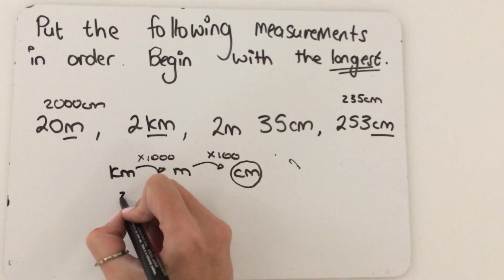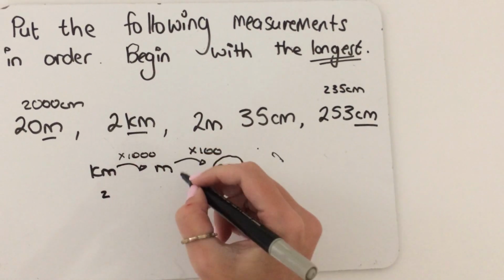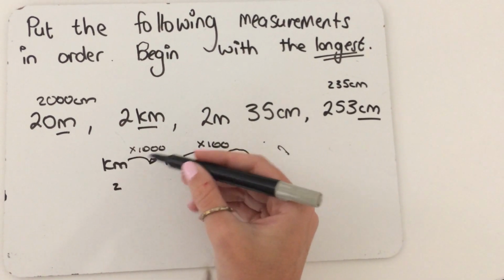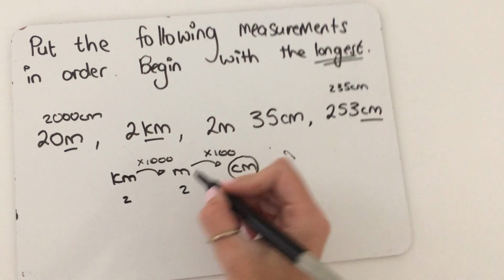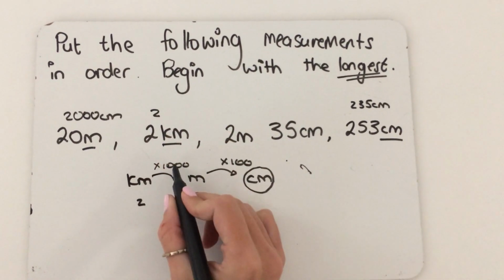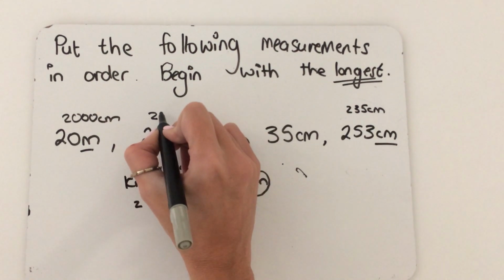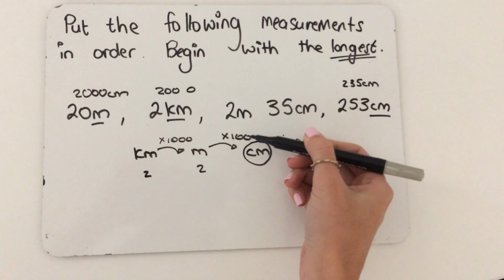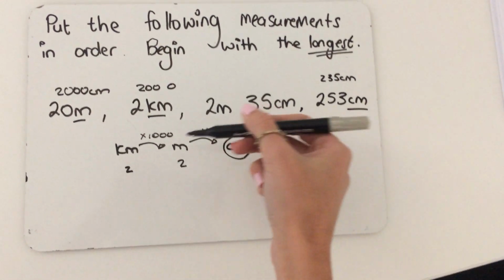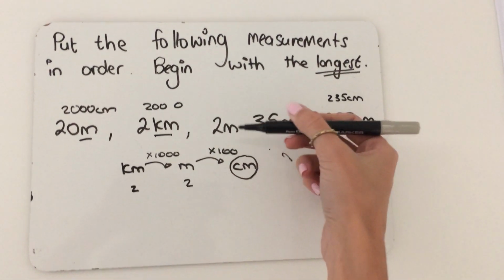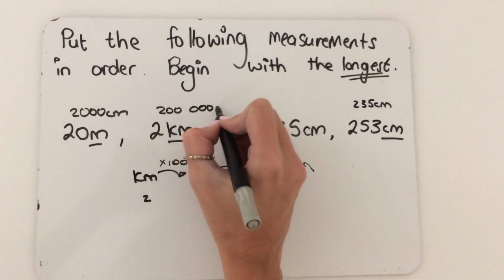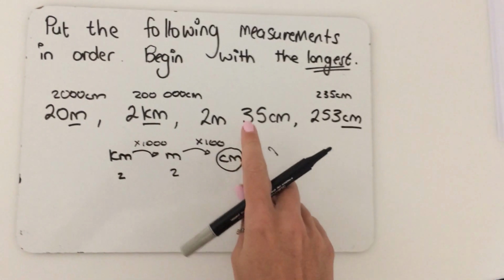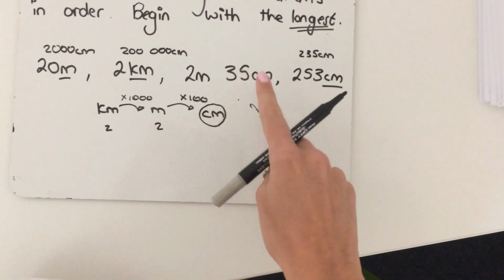Then we have our kilometers, okay? So I have 2 kilometers, and I need to get it to meters and then to centimeters. So the first thing I do is times by 1,000 to get it here. So I put my 2 times by 1,000. There's 1, 2, 3 zeros. So I put 1, 2, 3 zeros. And then I need to get it from meters to centimeters. So now I need to times by 100, which is 2 zeros. So I add 2 zeros. 200,000 centimeters.